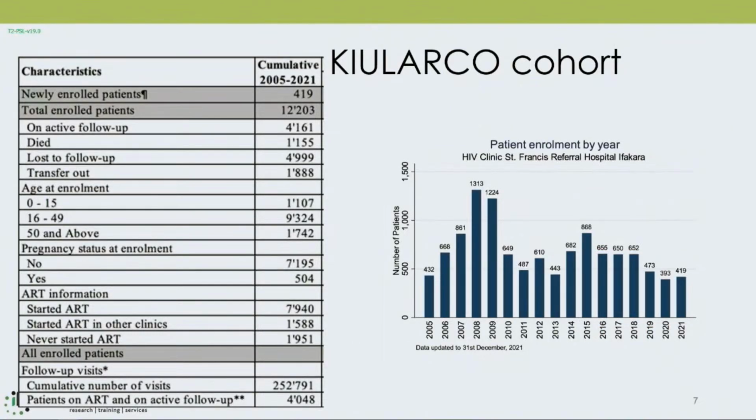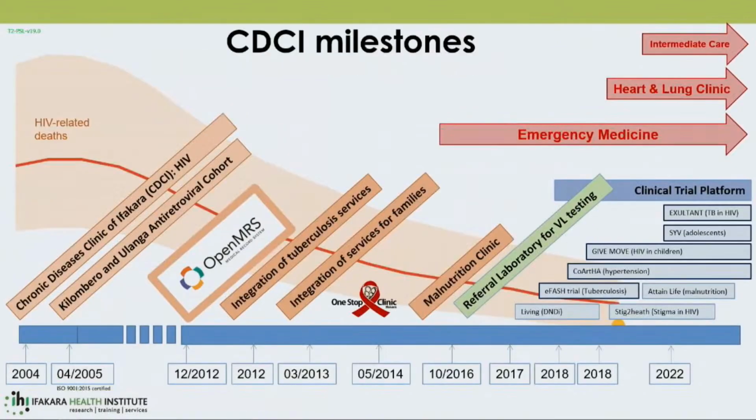A little bit of a nutshell about the cohort. Since its initiation, it has enrolled over 12,000 individuals. Loss to follow-up is a problem, and I think this is a common problem across a lot of HIV care clinics. We have lost follow-up of around 5,000, and have active follow-up of around 4,000 to 5,000 individuals. Annual enrollment has been steady at around 400 to 500, excluding the peak at the beginning of HIV care in Tanzania, where a majority of people were being diagnosed, and also a little bit of a downfall during the COVID years.